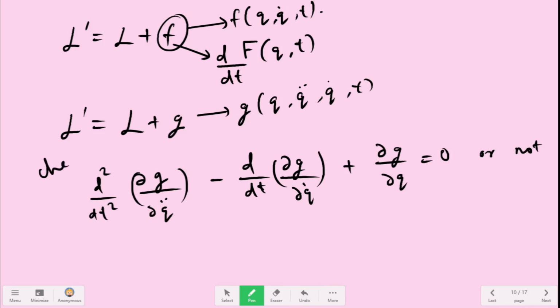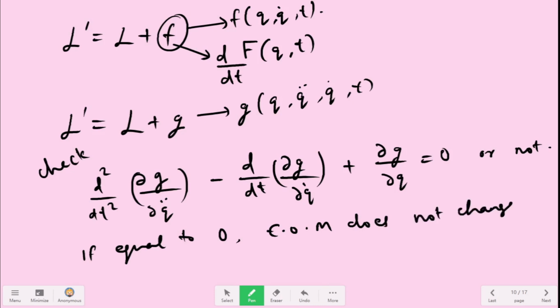So you need to check if d²/dt² (∂g/∂q double dot) - d/dt (∂g/∂q dot) + ∂g/∂q is equal to 0 or not. If it is equal to 0, the equation of motion does not change. And if it is not equal to 0, the equation of motion changes. We can do a problem related to this in the next lecture, possibly.